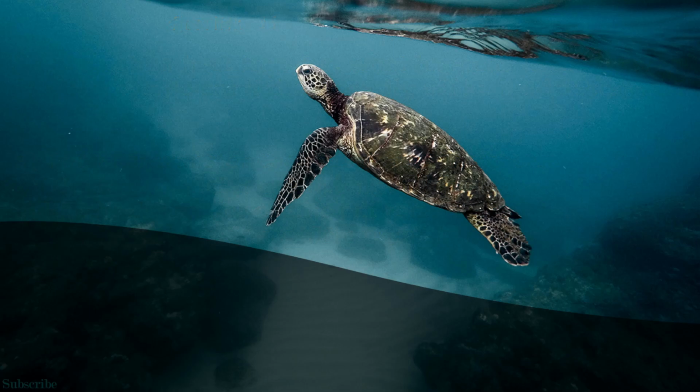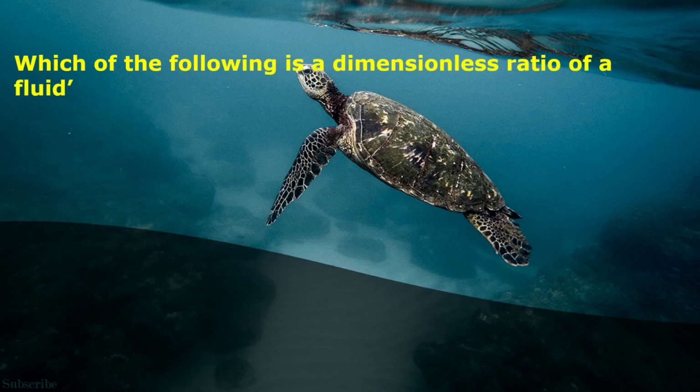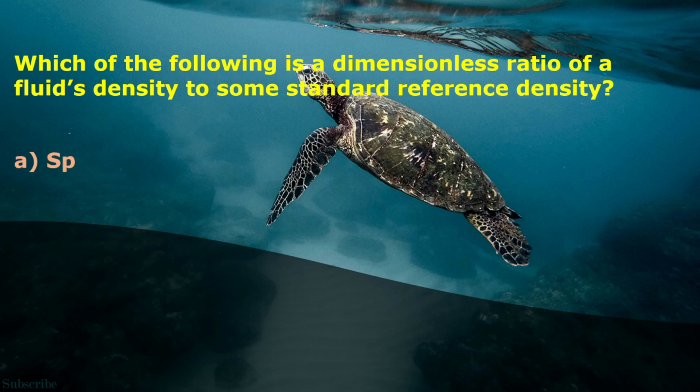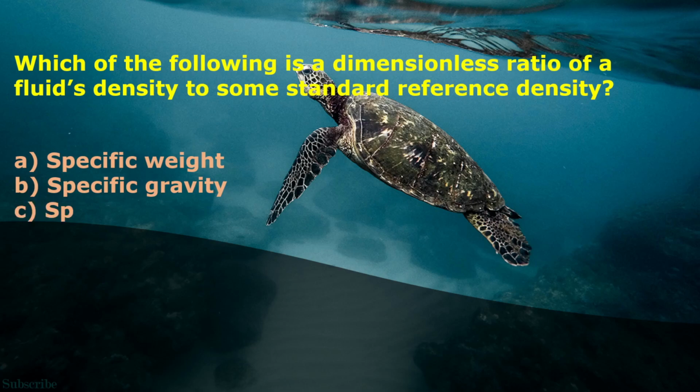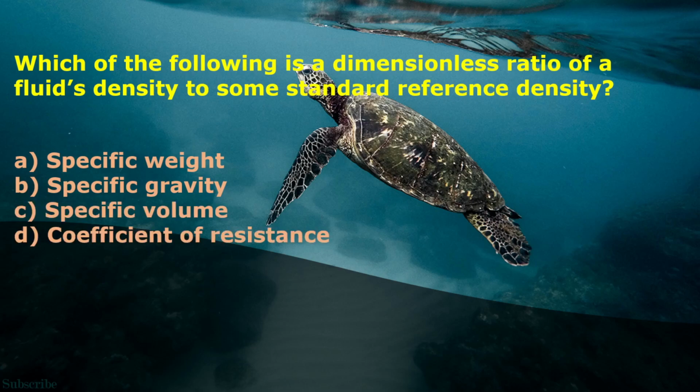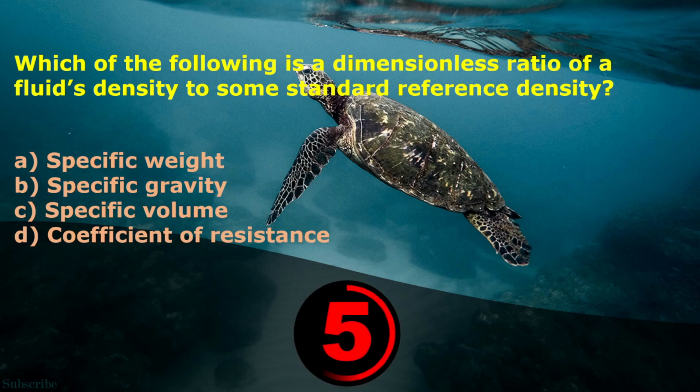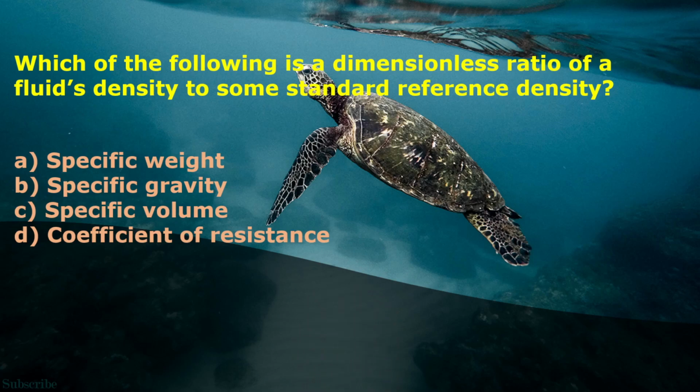Question number 11. Which of the following is a dimensionless ratio of a fluid's density to some standard reference density? A. Specific weight. B. Specific gravity. C. Specific volume. D. Coefficient of resistance. The correct answer is letter B, specific gravity.